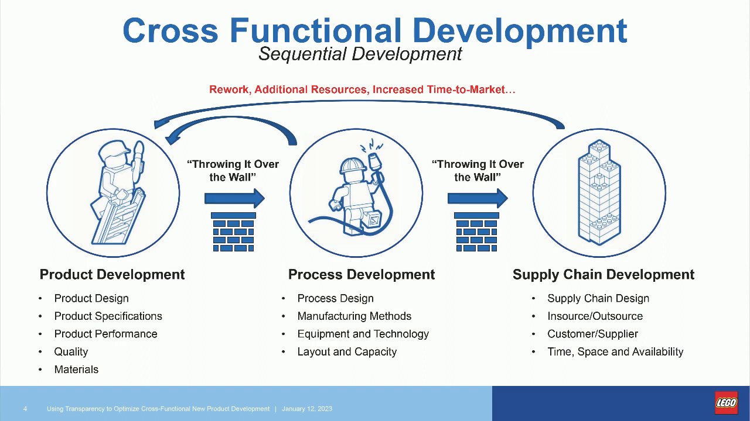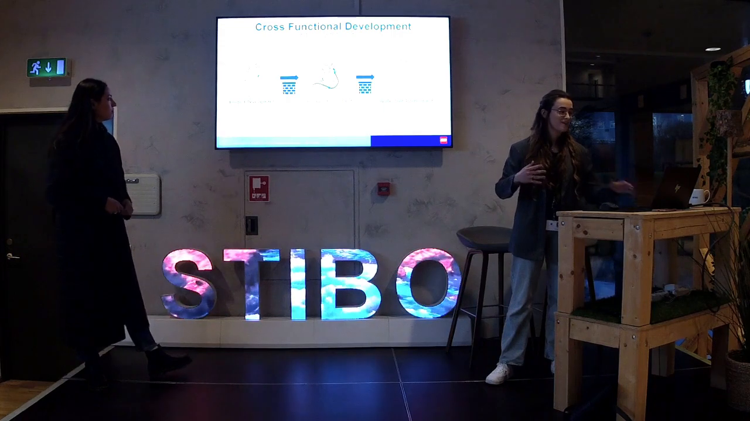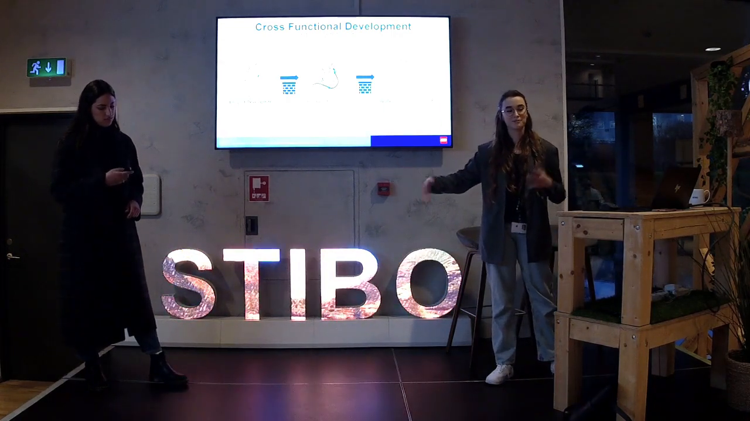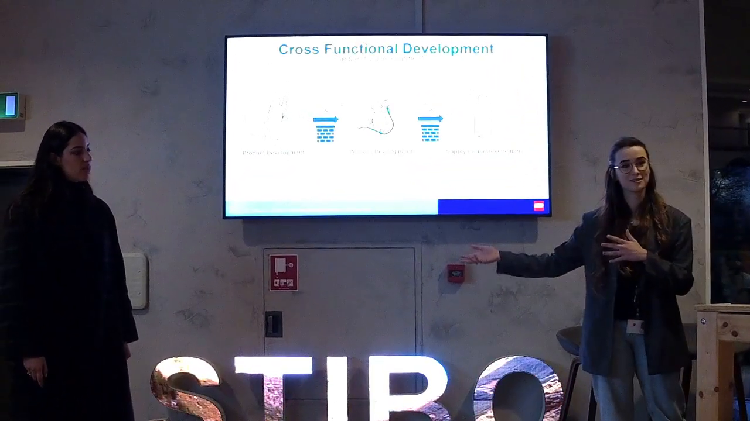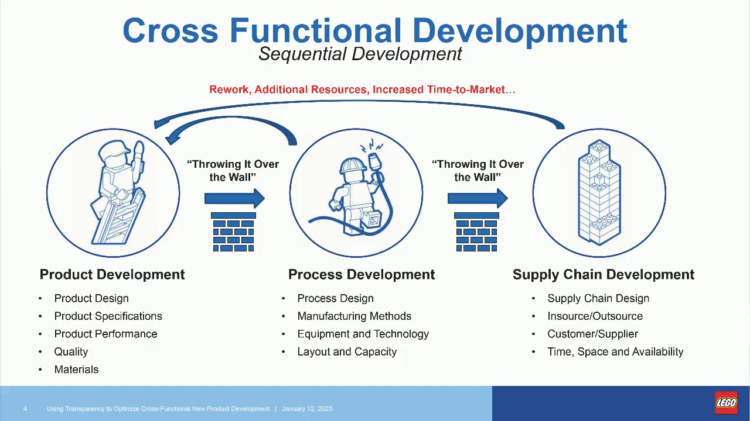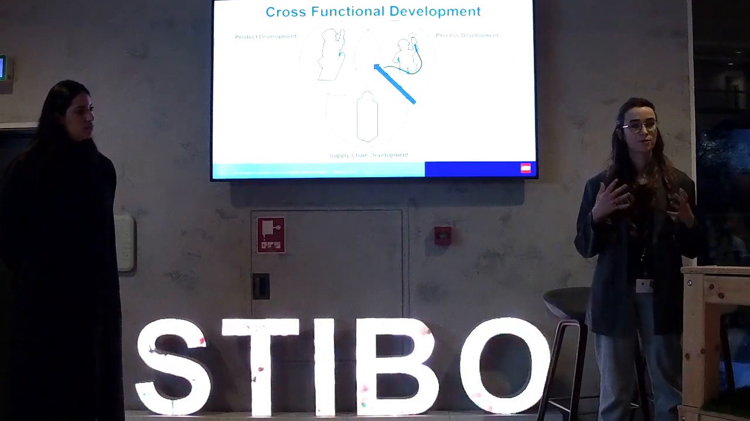But before we talk about the importance of that, maybe we can highlight the traditional sequential development. So this is kind of when you're throwing designs or ideas over the wall from one area to the next. So for instance, product development develops a design and then throws it over to process development, and now they have to figure out how do we manufacture this. It can cause a lot of issues such as the need for rework, additional resources, increased time to market, which is why it's beneficial to pursue development in a cross-functional way and also concurrently.